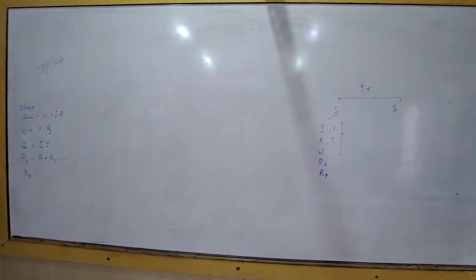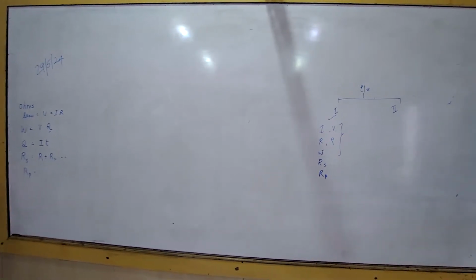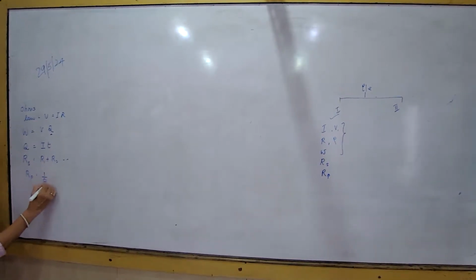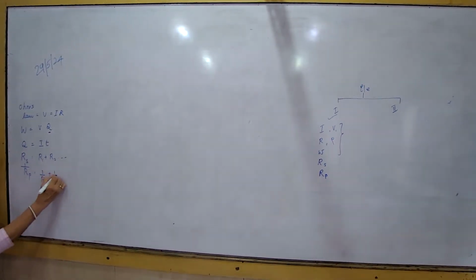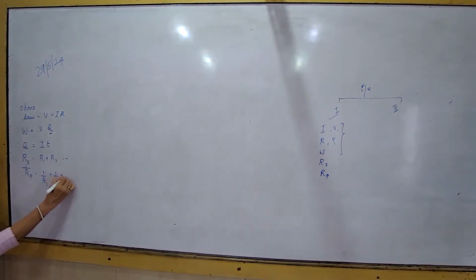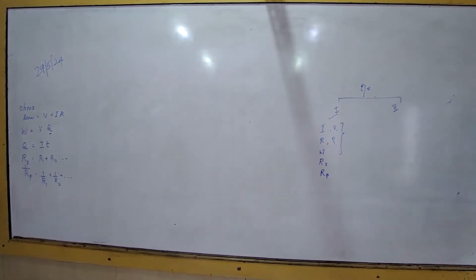Okay, so it is the reciprocal. Should I write it as 1 upon RP is equal to 1 by R1 plus 1 by R2? Yes, it is the reciprocal for the resistors which are connected in parallel. So we have got a whole lot of formulas which we have already learned.